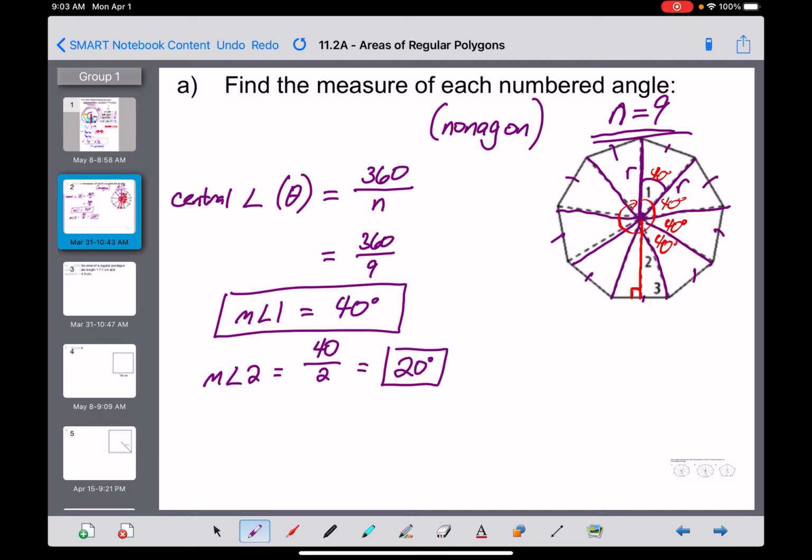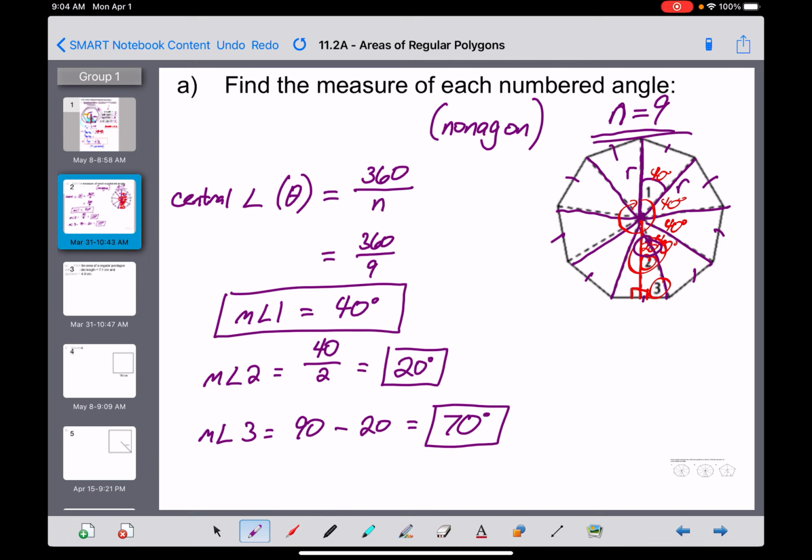Now, what about angle 3? If we focus on this triangle that I'm shading, that's a right triangle there, guys. We have another 90-degree angle right here, and we just found that angle 2 was 20 degrees. So I know that angle 2 and angle 3 have to add up to 90 as well. So the measure of angle 3 is going to be 90 minus the measure of angle 2 we just found, which is 20. So angle 3 is going to be 70 degrees.